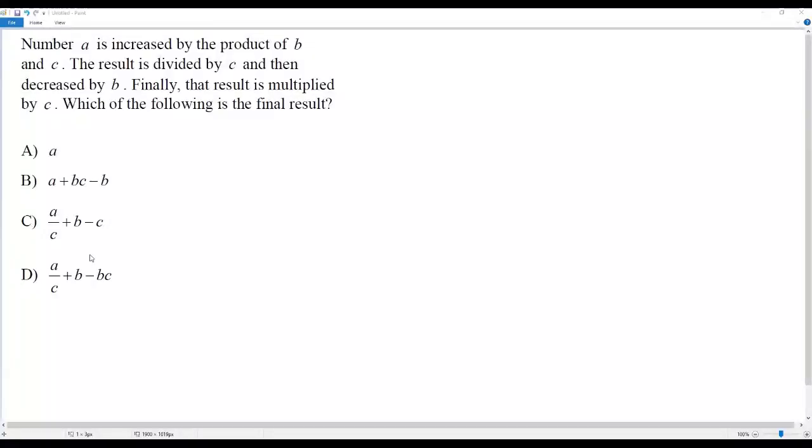Sure, we have a SAT math question. Okay, let's go to the question. Number A is increased by the product of B and C. The result is divided by C and then decreased by B. Finally, that result is multiplied by C. Which of the following is the final result?